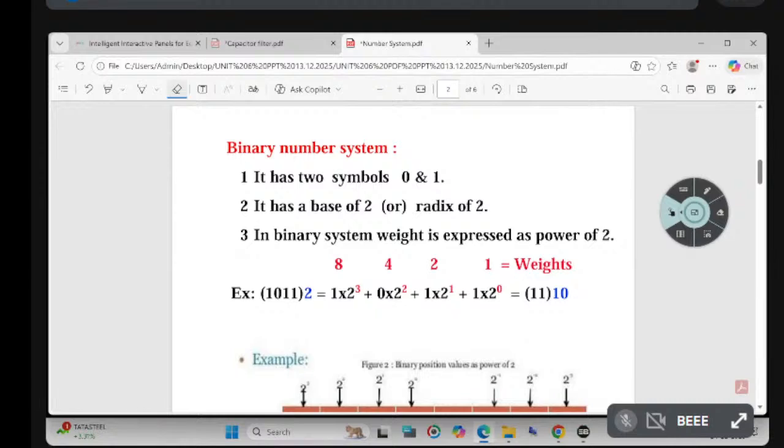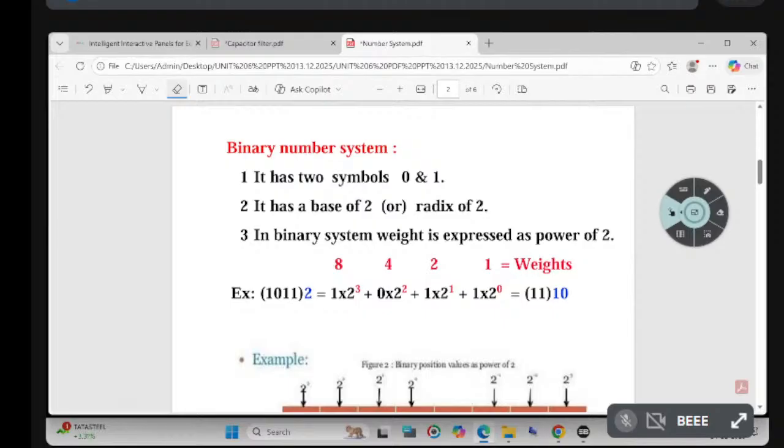First we will discuss the base. First we will discuss binary. It has 2 symbols, 0 and 1. What is the base? 2. So we write 10010 base 2. It is clear that it is a binary system. In binary, the weights are 1, 2, 4, 8; we design them like this.